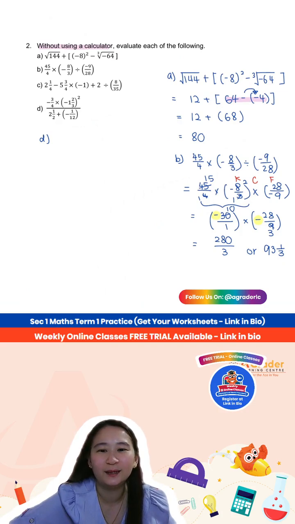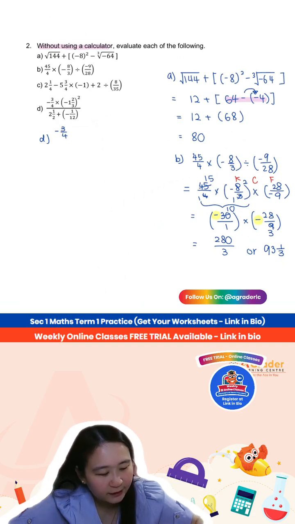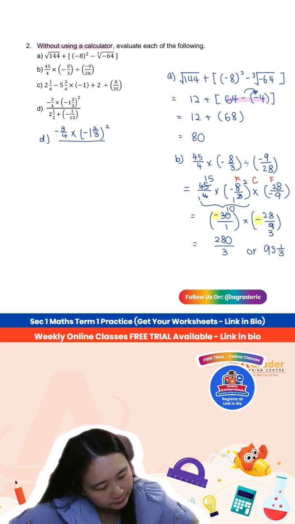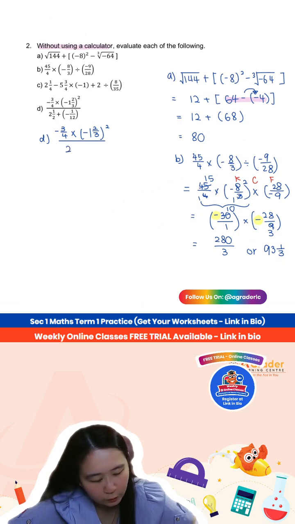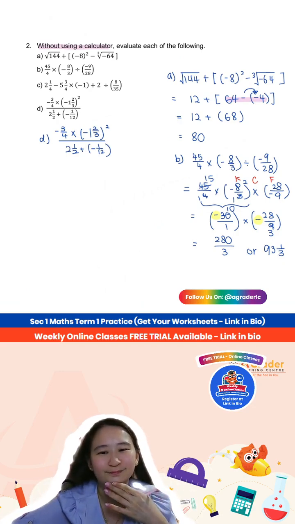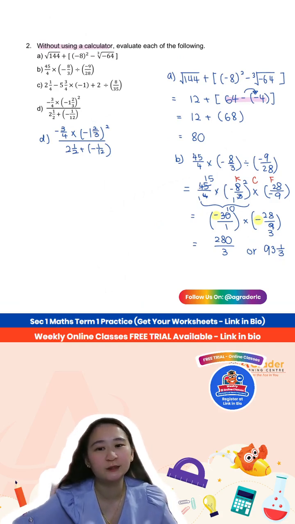No, it's set 1. Set 1 math. So part D we have negative 3 over 4 times negative 1 whole 2 over 3 squared, over 2.5 plus negative 1 over 12. Oh, they are just practice questions. May not be from any school paper.